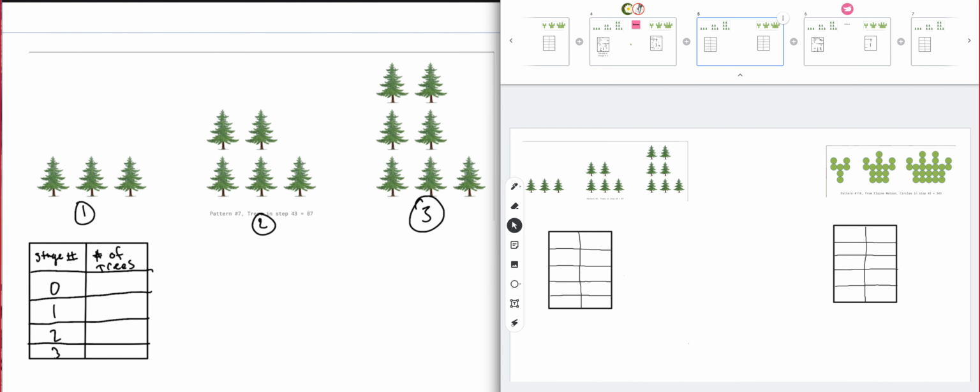Out the fact that there are three trees there. There would have been 5 here.